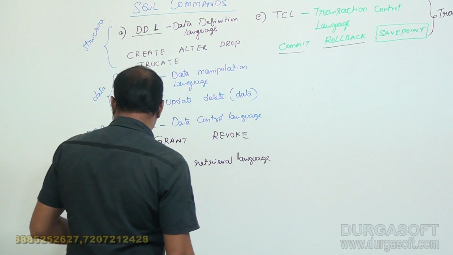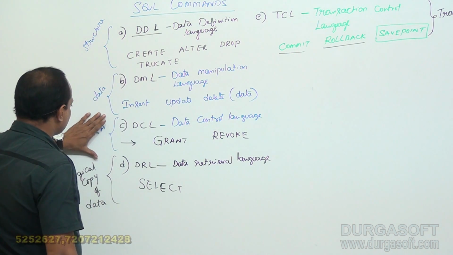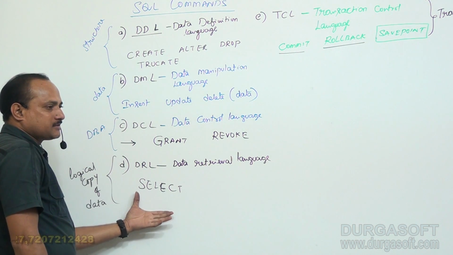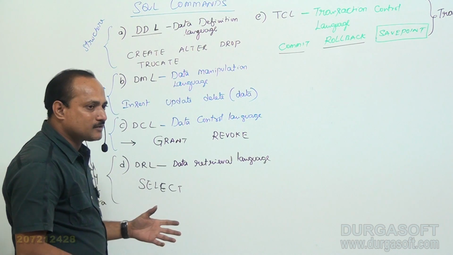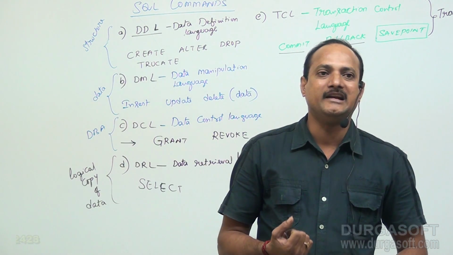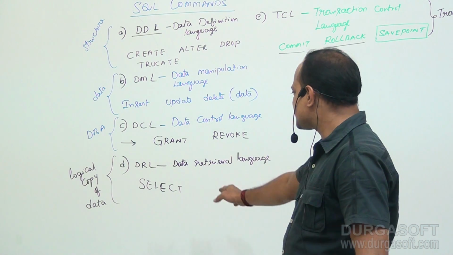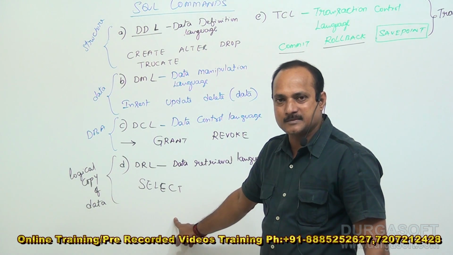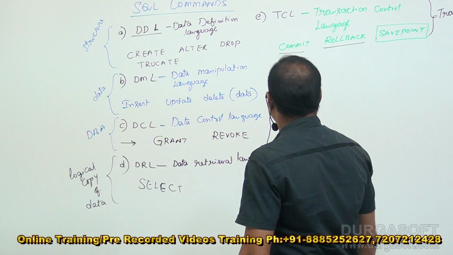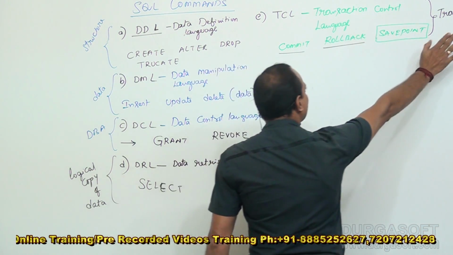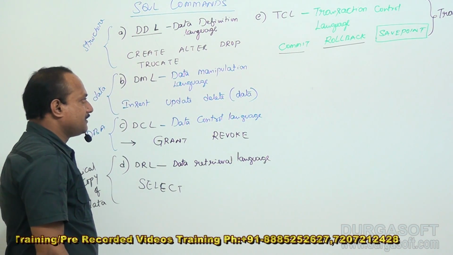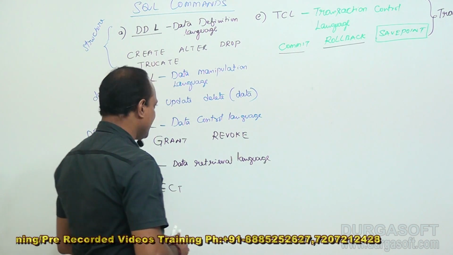Okay, the remaining ones are related to the DBA, and select is something anybody can use. But what is the target of any user? If you want to display some data from any database object, then use select. If you want to display a logical copy of data, then use select. And TCL is completely related to transactions. Remember this point.